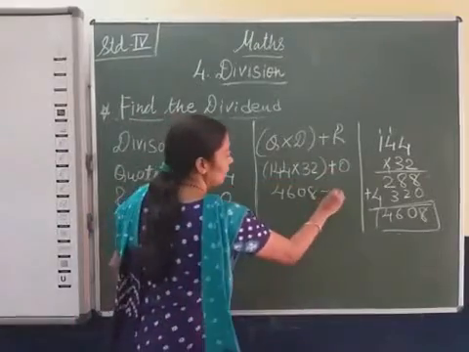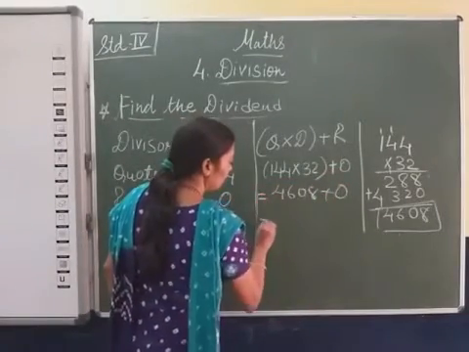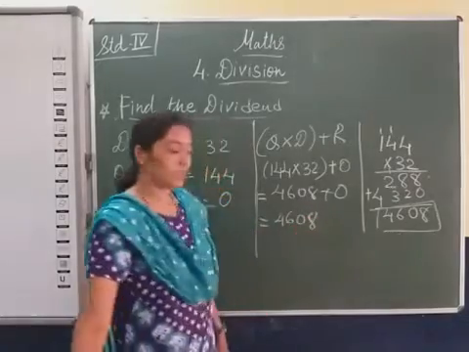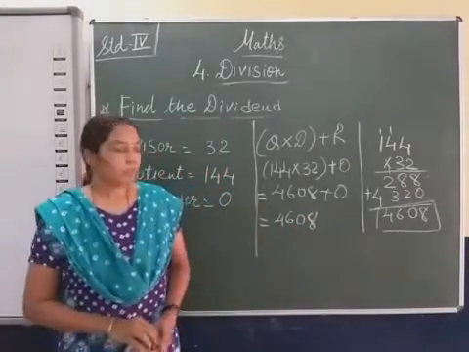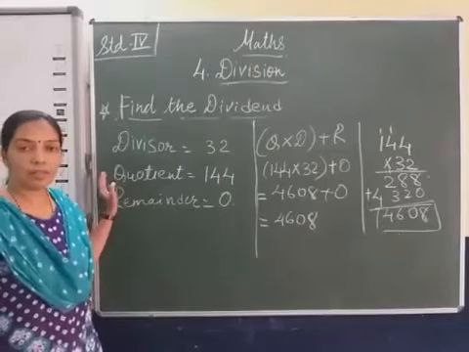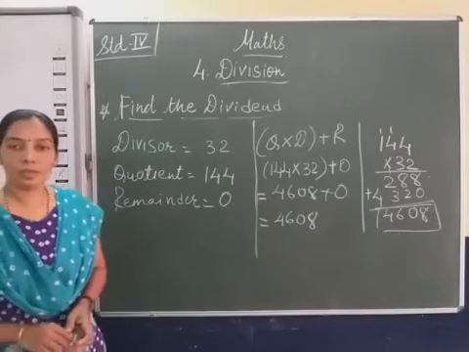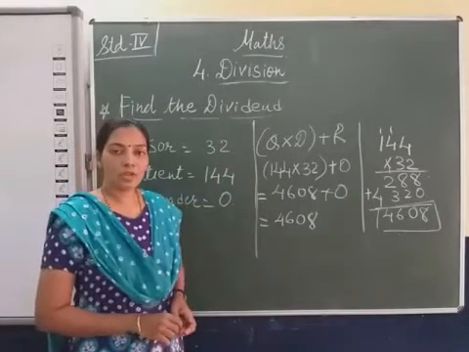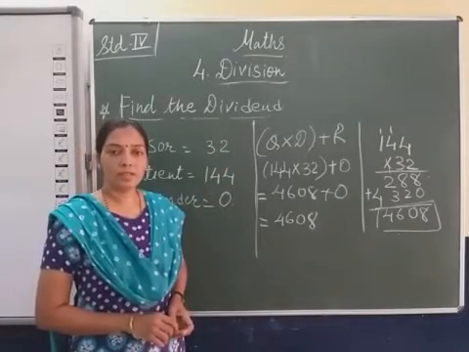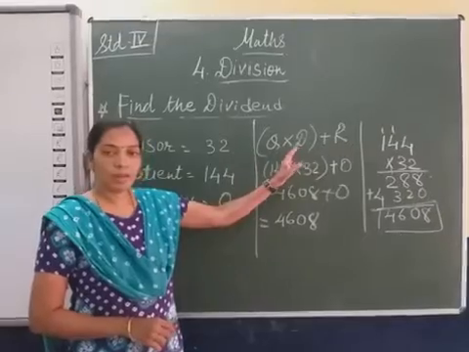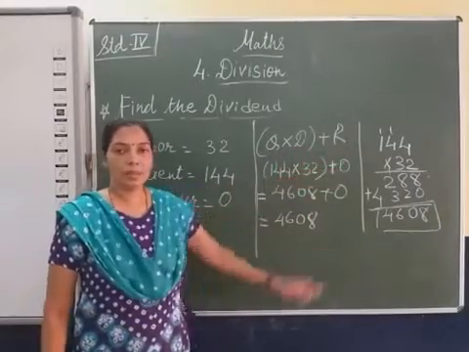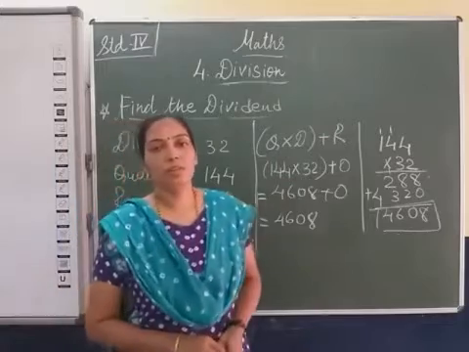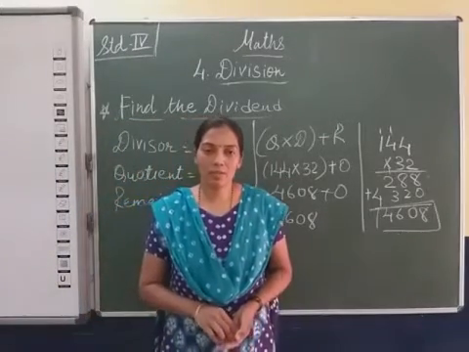So this is our dividend 4608. Yes, whenever the divisor, quotient and remainder are given, we use the formula: quotient into divisor plus remainder, and whatever the product, we add in the remainder. Now we will see the word problem of division.